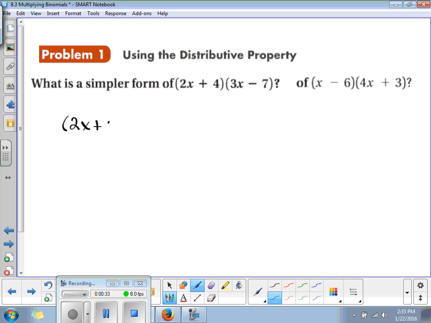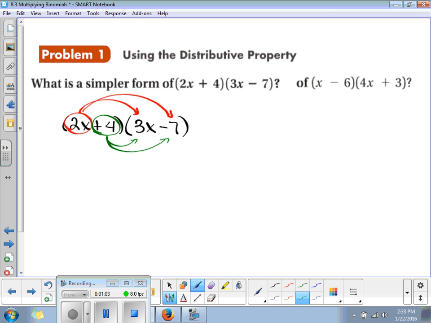2x plus 4 times 3x minus 7. When we use the distributive property, we take each term in one of the binomials and multiply it times every term in the other binomial. So for the 2x, we multiply it by everything inside the parentheses, just like the distributive property. Then we take the positive 4 and multiply that times everything inside the parentheses.